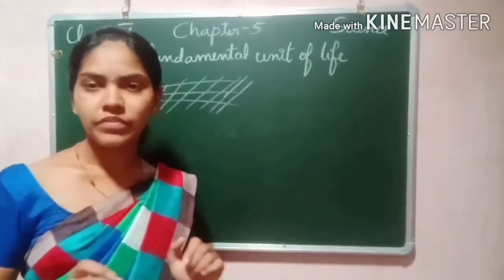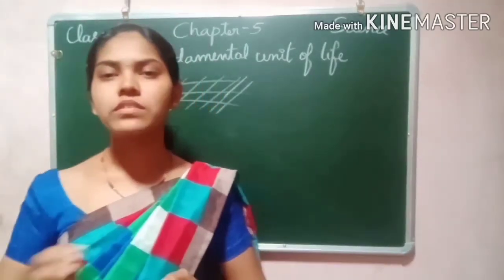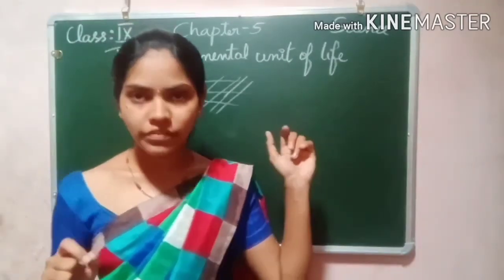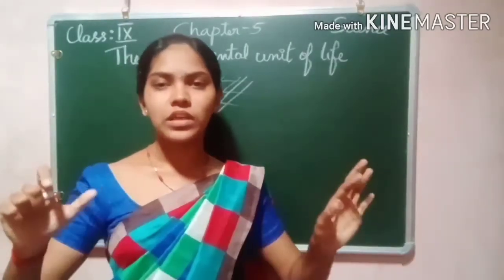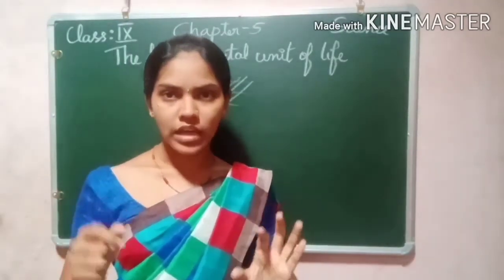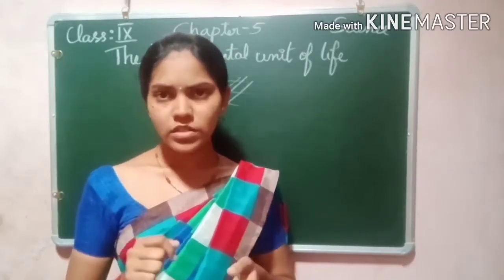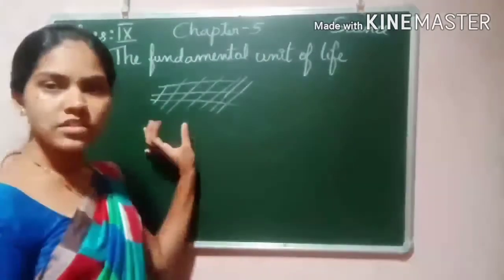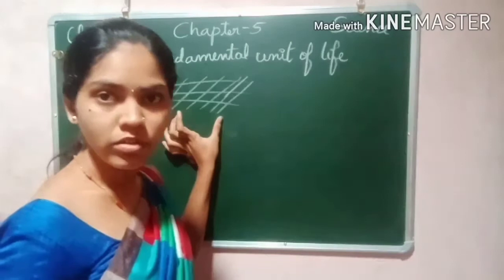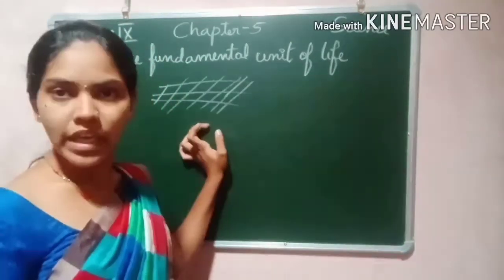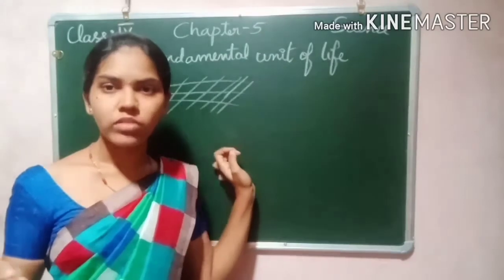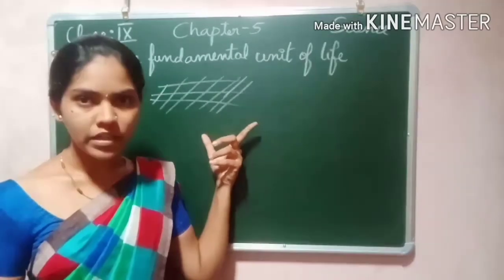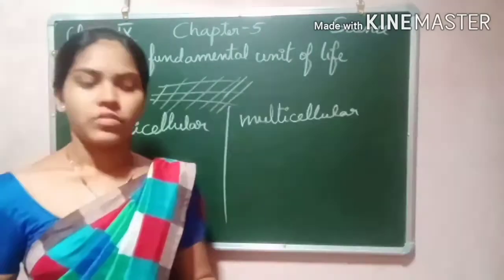The size of the onion bulb or the size of the living organism may vary, but the structure of the cell throughout any living organism is the same. So that is the fundamental unit of life. These small structures are the basic fundamental units of life. We can see so many living organisms around us. All these living organisms are made up of this fundamental unit of life, that is the cell.